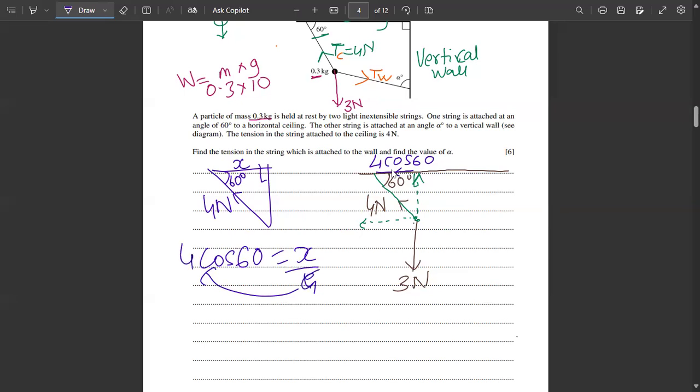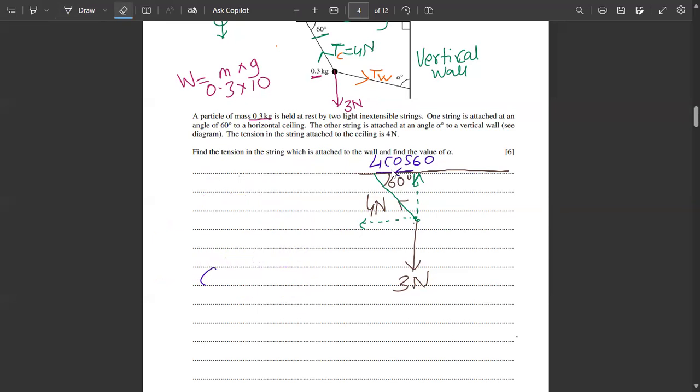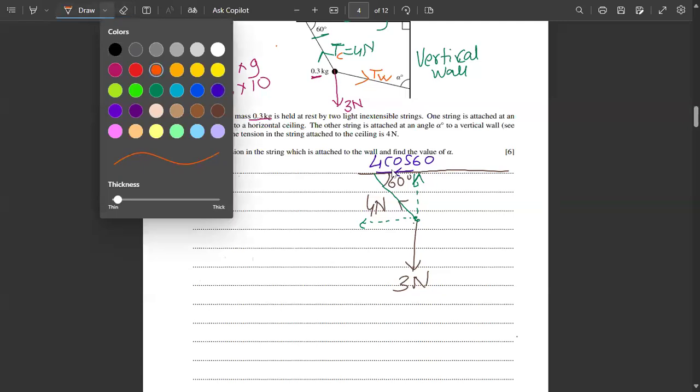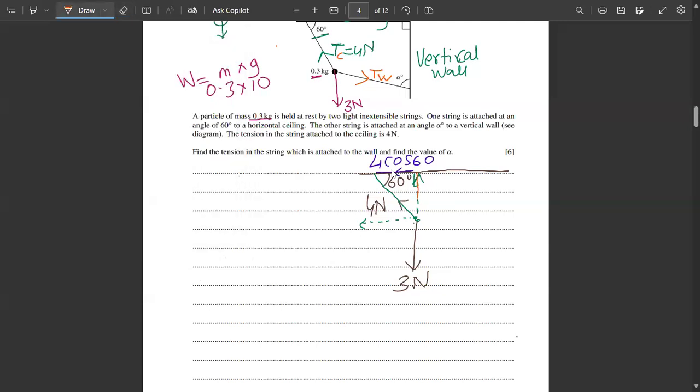So x will equal 4 cos 60, which is 4 cos 60, which is this. So now that we are sure with this, let us go ahead and find the vertical component. Try finding the vertical component similarly on your own, and then go ahead and listen to my explanation. So this will be the vertical component.